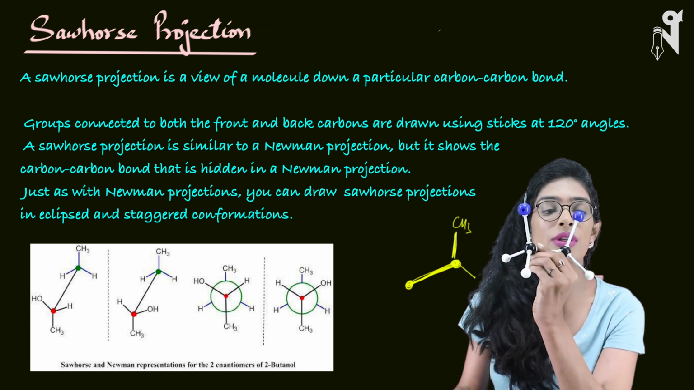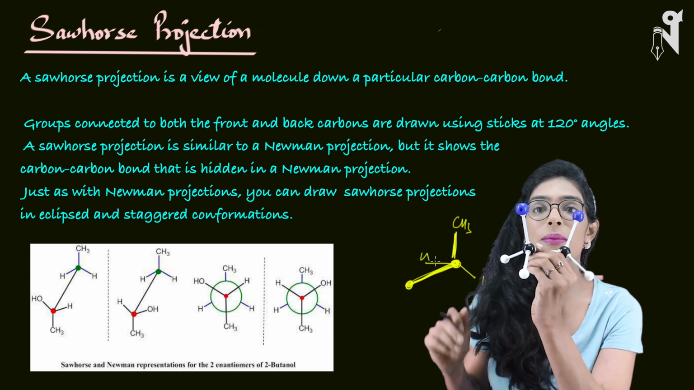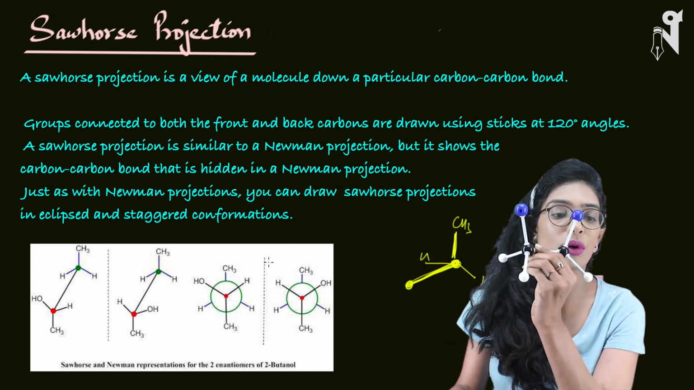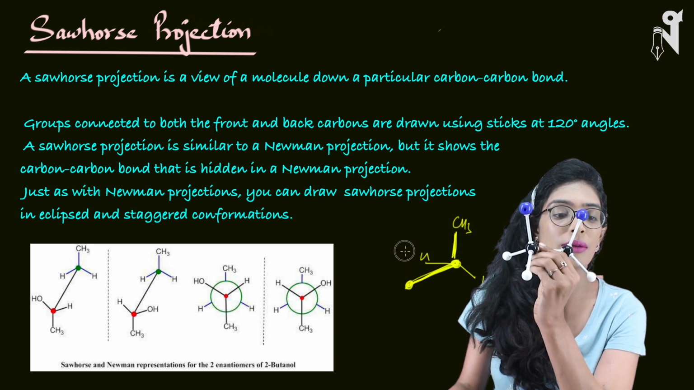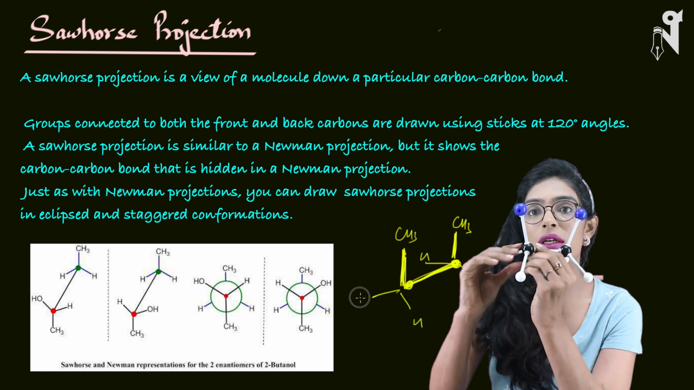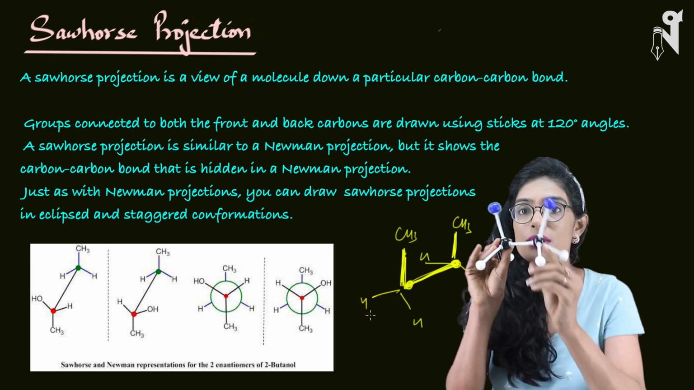Then comes your hydrogen here and hydrogen here. This is one carbon. I have drawn this carbon here, and for the other carbon also on the top there is a CH3. Then a hydrogen here and then a hydrogen here. So this is exactly what we are looking at. This is exactly how it looks like, right? All of you guys, can you see this?